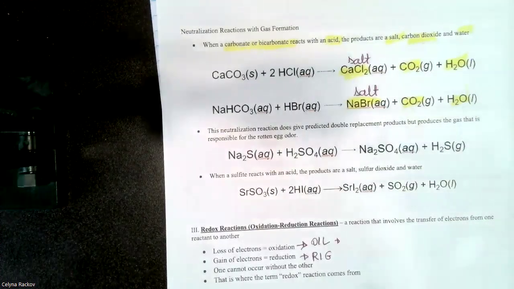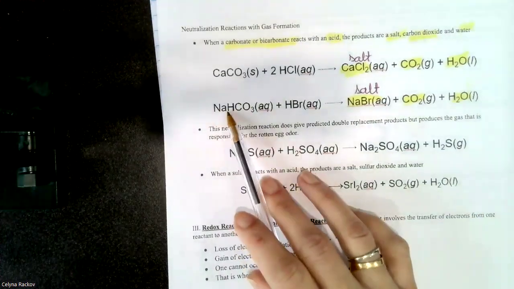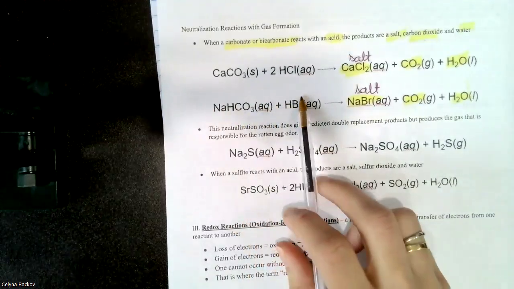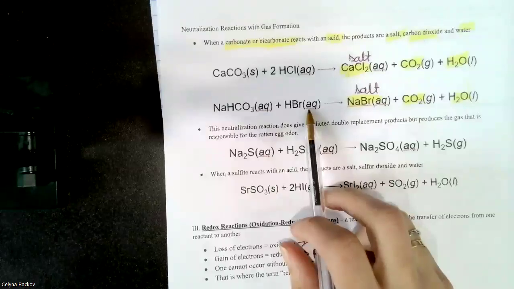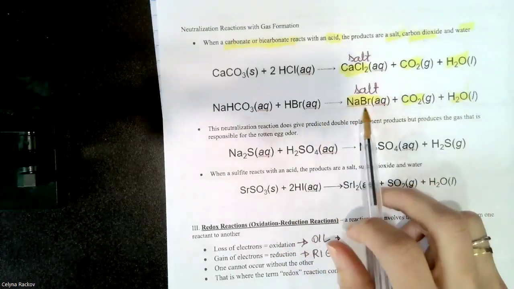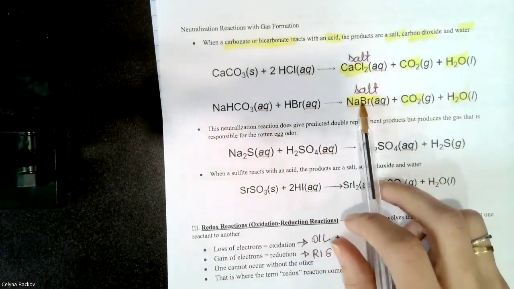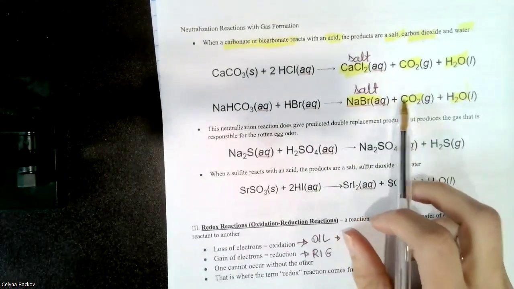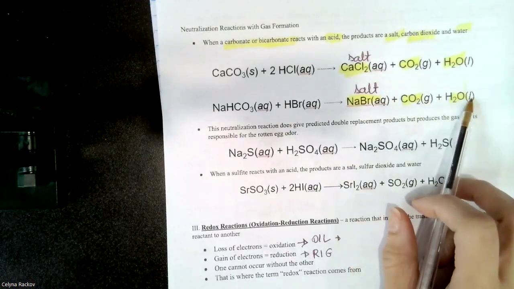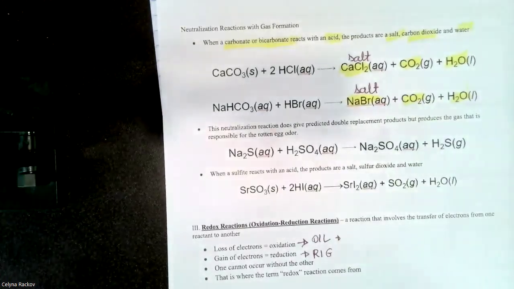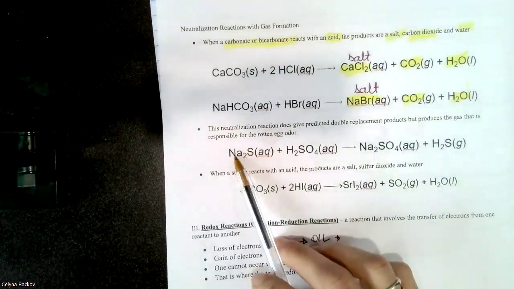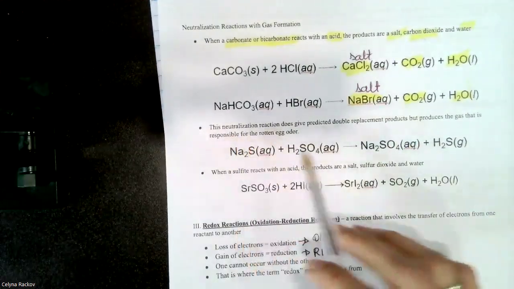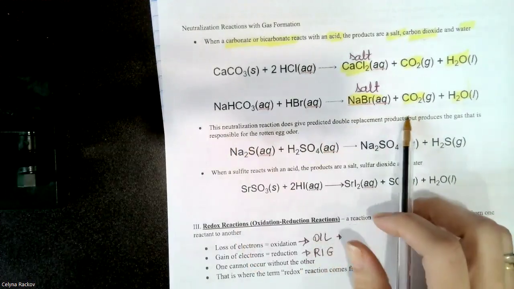right? Then next we have sodium bicarbonate react with this acid, and it also will make a salt, that is the case, sodium bromide, and carbon dioxide and water, right? Next we have this reaction here as a double replacement reaction.